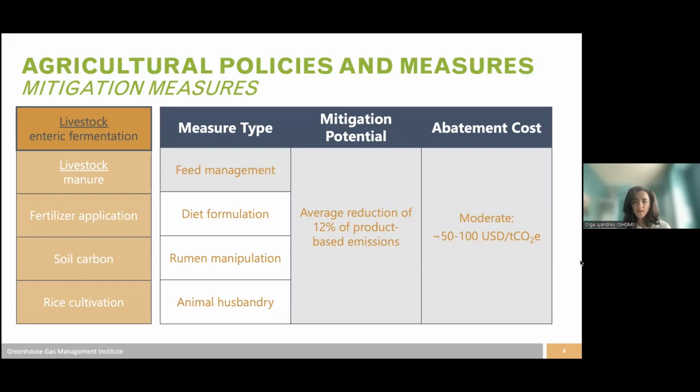So the mitigation measures are reflective of the most dominant emission sources and are organized by those sources in the guide. Here we just show one example for feed management, which is a common mitigation measure to address enteric fermentation emissions in livestock. Having this information will be helpful when we get to the next steps of describing the policy and understanding the related GHG impacts.